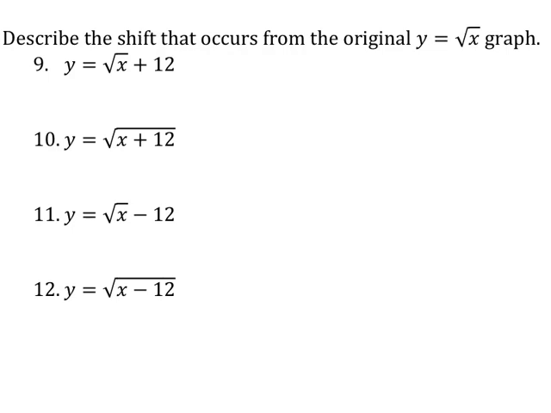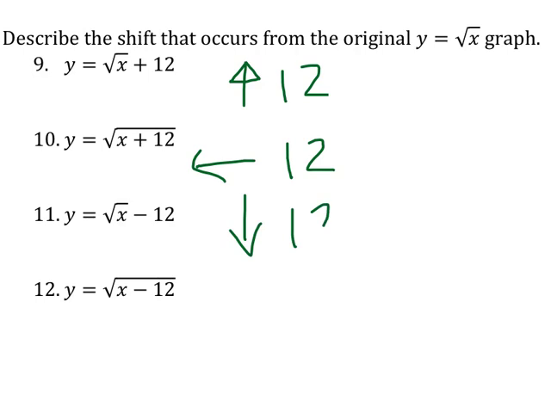Last one. So, describe the shift that occurs. So, here, this is going to go up 12. This one will go left 12, this one will go down 12, and this one will go right 12.